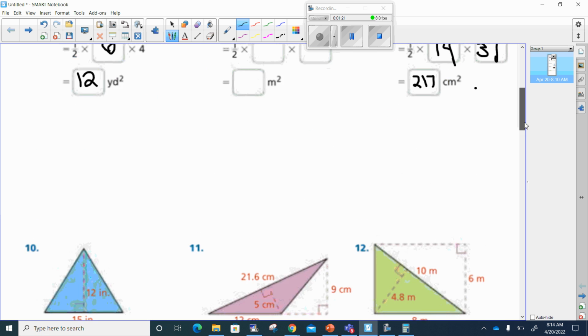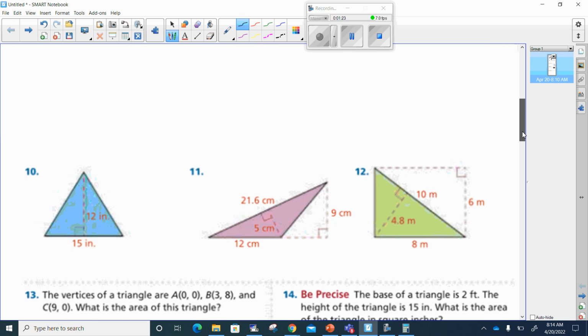Okay, let's move on down. I've got all the odd ones today, so number 11 is mine. This time they're not giving us the formula, but we already know it, don't we? Remember, area equals 1/2 times base times height.